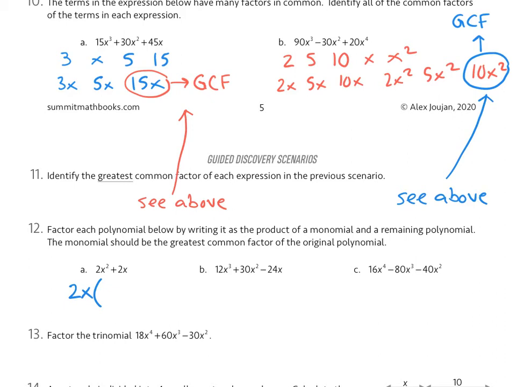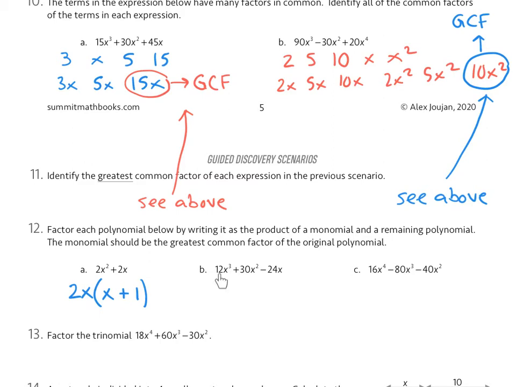2x times what equals 2x squared? That would be x. 2x times x is x squared. And then 2x times what equals 2x? That would be 1, plus 1. And you could check this by doing 2x times x and 2x times 1 to confirm that you get 2x squared plus 2x. Part B, 12x cubed plus 30x squared minus 24x.